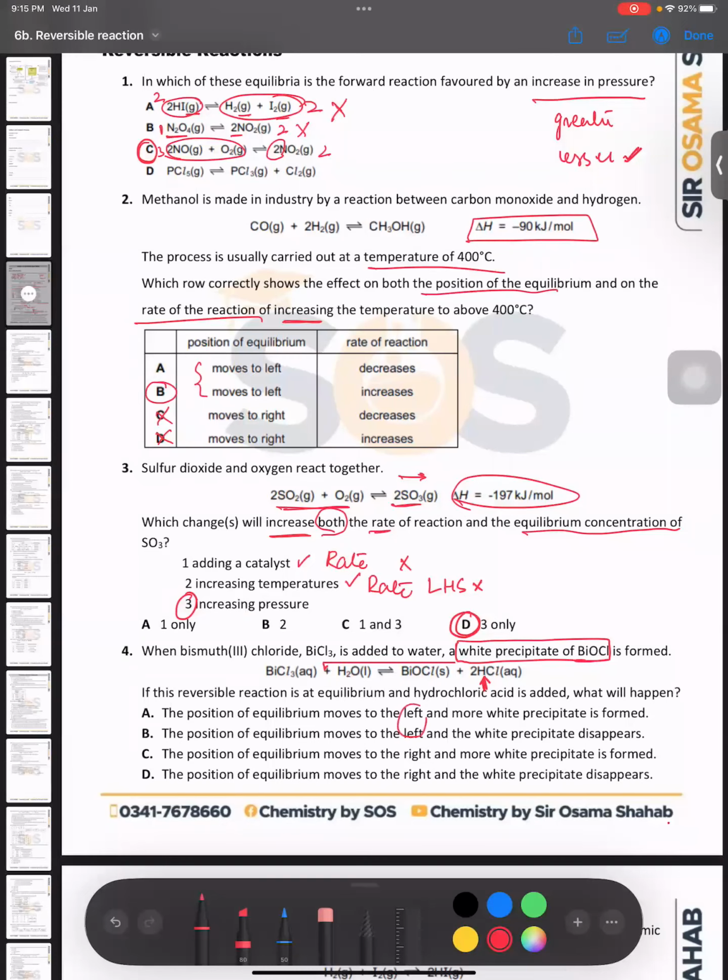So either A or B could be the answer. C and D cannot be the right answer because the reaction will not go to the right-hand side. If you are increasing the product, the reaction will go backward, right? And the position of equilibrium moves towards the left-hand side. You can see that the white precipitate is on the product side. The product is going to be decreased, right? So the white precipitate will not form, the white precipitate will disappear. So the right answer will be B. The white precipitate disappears, right, बच्चों? Right, बच्चों?